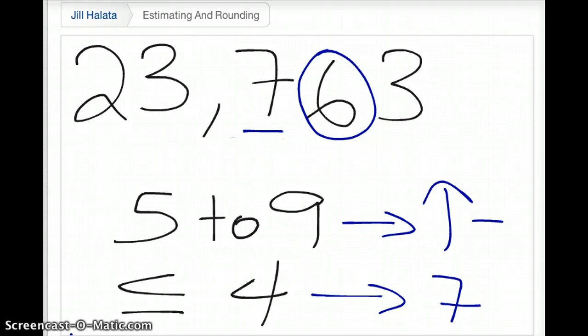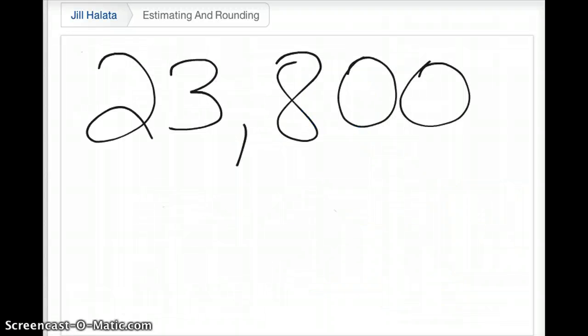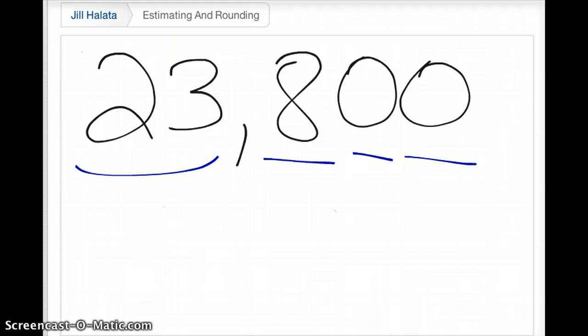So it would stay a 7. It would be plus 1 if it's between 5 and 9. Remember that the one that decides, the judge, is the one that you've circled, directly to the right of it. And if it is less than or equal to 4, then the 7 stays. In this case it's a 6, so the 7 becomes an 8. And then everything behind always turns to zeros. If you notice, we don't touch the larger places in the number because we're just rounding to the hundreds place. So the new number becomes 23,800.